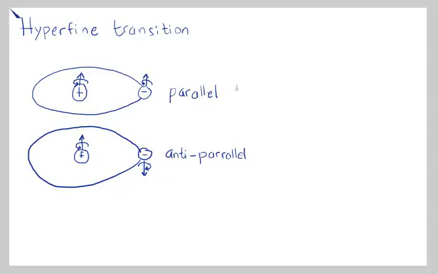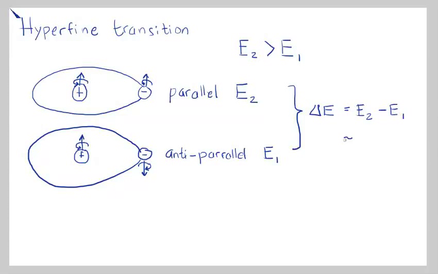they have energy, say E2, and this has energy, say E1. E2 is larger than E1, and the difference between them is about 6 times 10 to the minus 6 electron volt. If an electron has a transition from parallel to anti-parallel spin, they will emit a photon with frequency f.